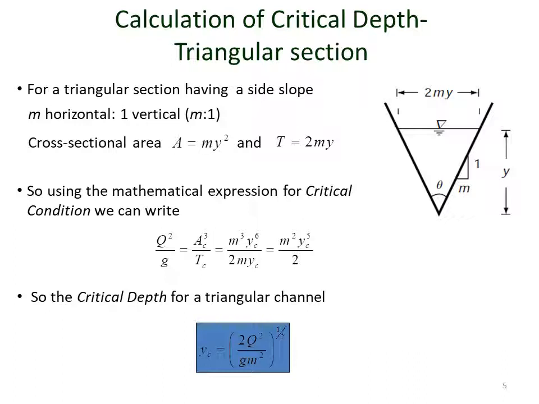So for an open channel with a triangular cross section, the critical depth is given by the equation highlighted in blue, which is the last equation of the slide, and is given as yc is equal to under bracket 2q square by g m square raised to the power 1/5.